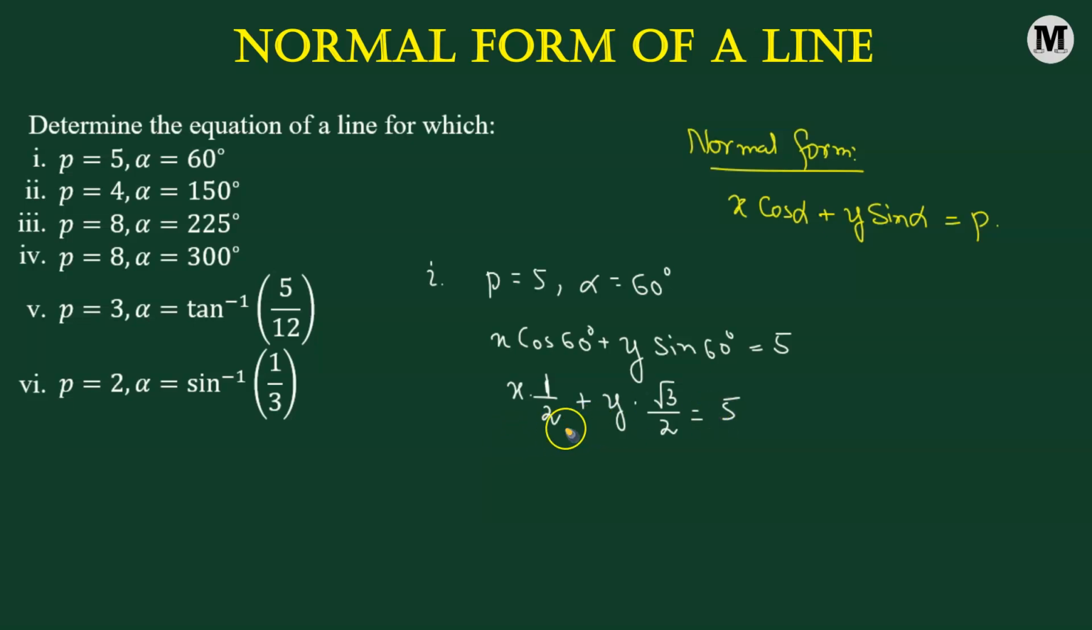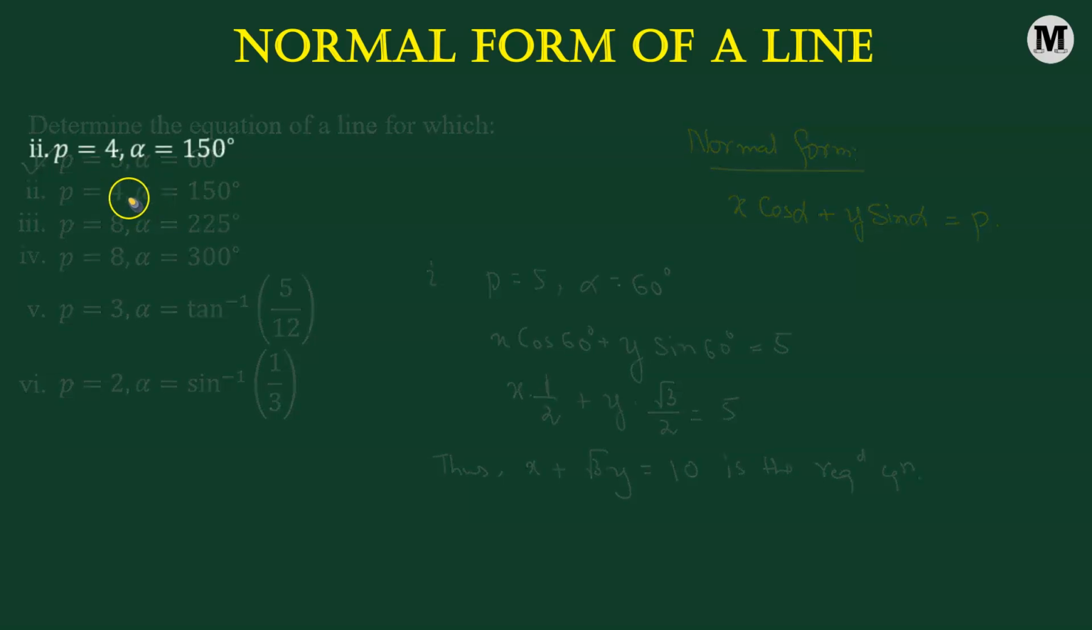We're going to further simplify by multiplying throughout with 2, and that is going to give us x added to square root of 3 y equals 10. So this is the required equation for the first one. Okay. So the first part of the problem is done. We'll go to the next one where p value equals 4 and alpha equals 150 degrees.